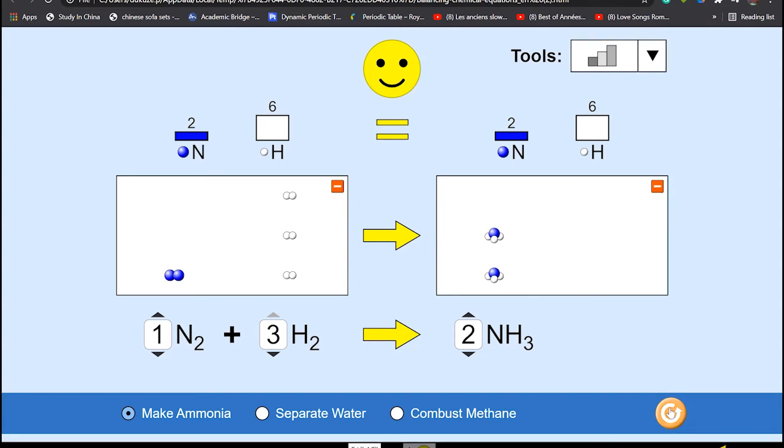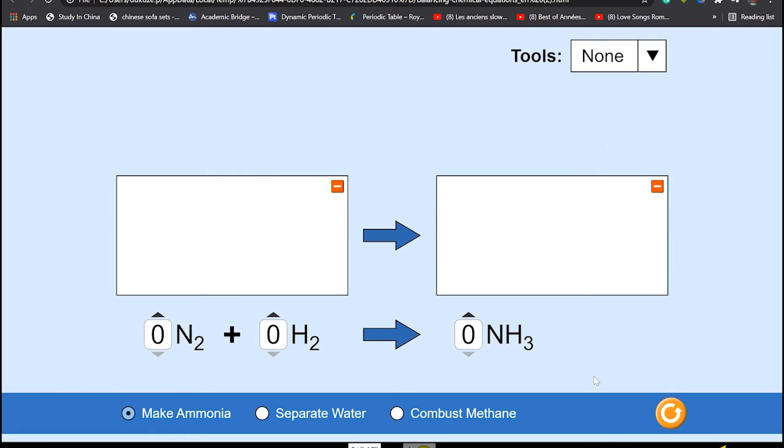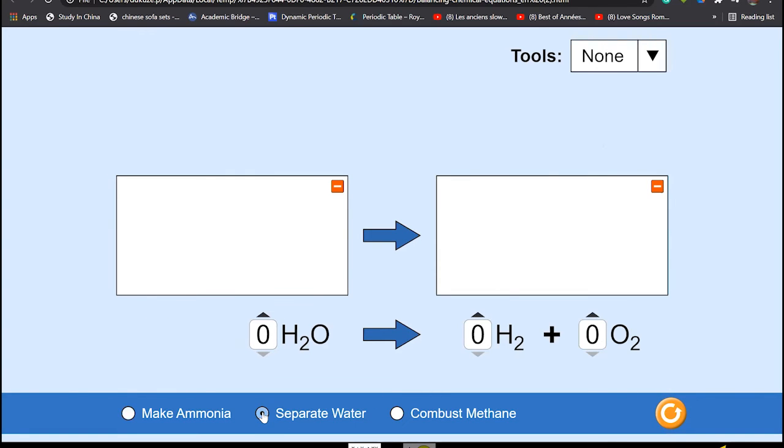Now let's reset, and we go to the separation of water. What do you think will happen? Or what are the numbers we have to put here? Here we have 2 hydrogen atoms. Let's start with 1 on both sides, and we see what happens. Now we count. We have 2 hydrogen atoms and 2 hydrogen atoms, and here we have 2 oxygen atoms. So here it's a problem.